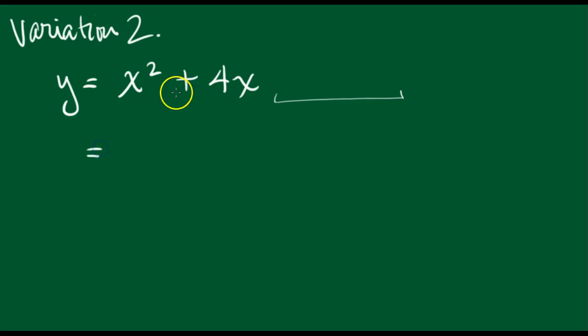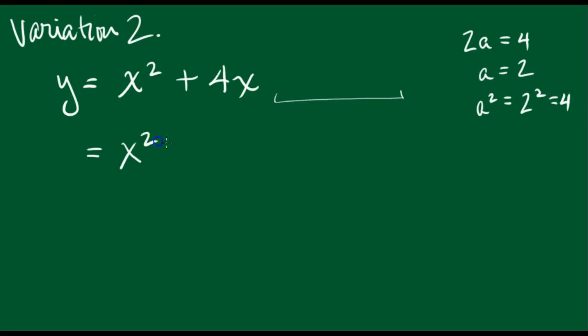Suppose that what life gives you is just y is equal to x squared plus 4x. And there isn't any constant here, but I can put one there, can't I? The constant that I would like: if 2a is 4, then a is 2, and a squared is 2 squared, which is 4 again. x squared plus 4x. Now, if I add 4 so that I can complete the square, and subtract 4 because I added 4, I have added 0.